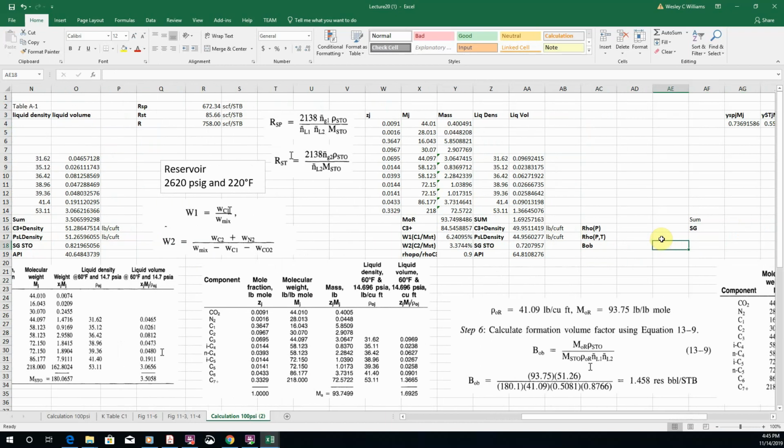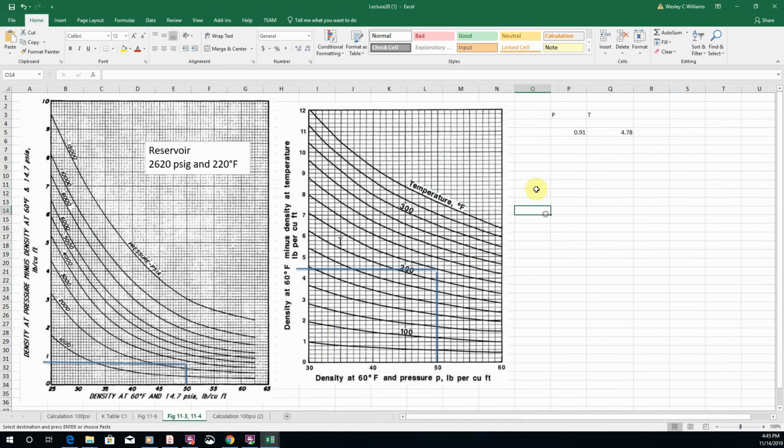So now come over here. Now we need to correct this density for pressure and then temperature. So our density value, let me copy that. Let's go over to this figure. Let me paste just the value so I know the density. So 44.95 is right in here.